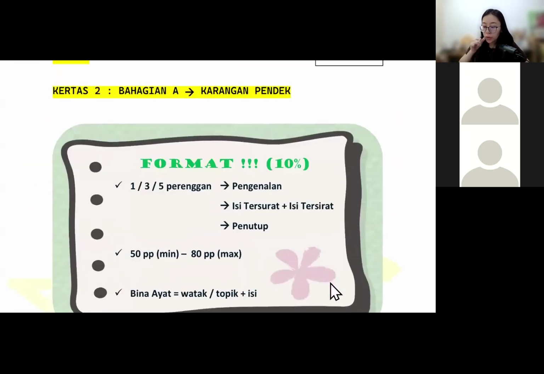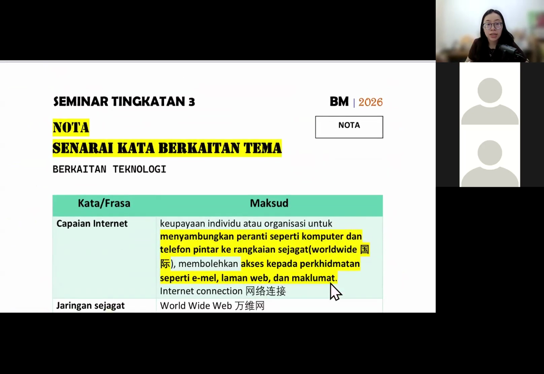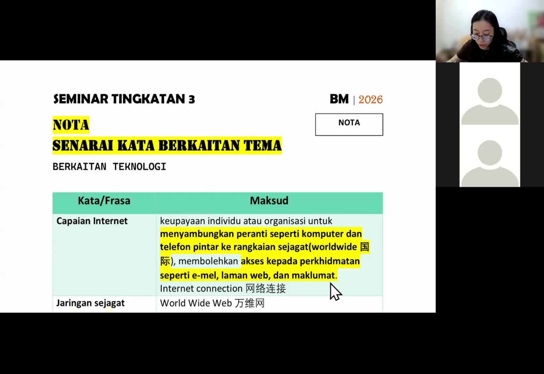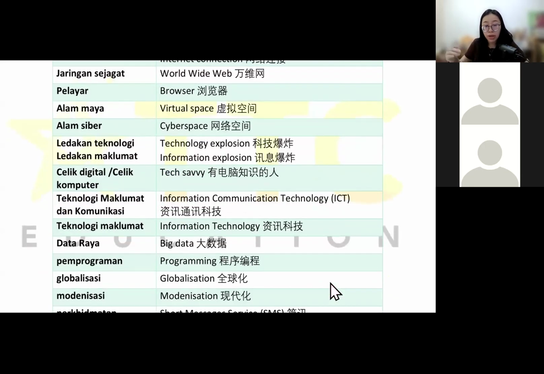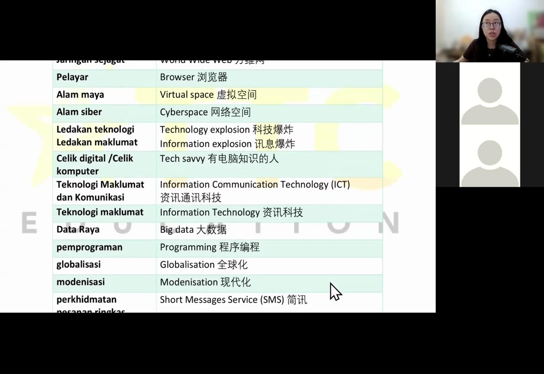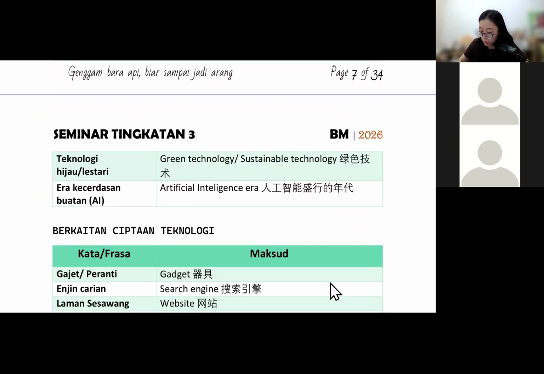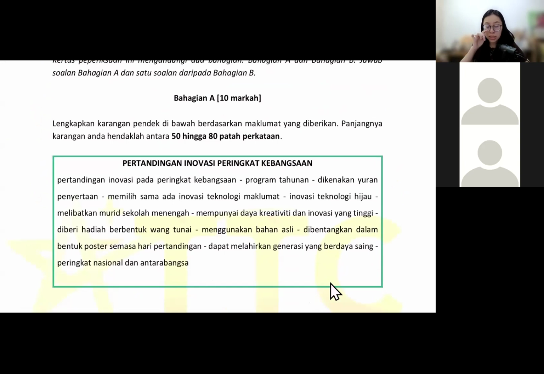Now, we go for the karangan part first. Before this, the page 7 is all the tema, berkaitan dengan tema ini, which is the tema Sains dan Teknologi dan Inovasi. So all these kosakata I won't go through with you, but you have to refer to them because you can use them in your karangan as well. Now, we go for karangan. I need you to turn to page 14. Now, this type of question is bahagian A, right?